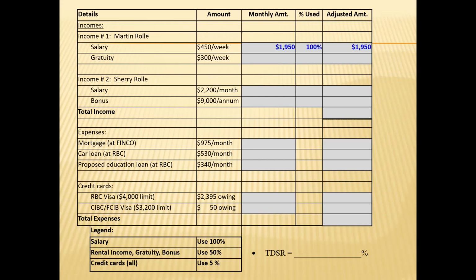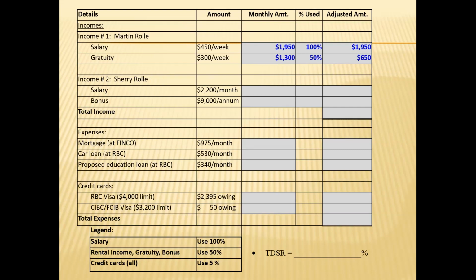Okay, what about gratuity? 1,300. Okay, and how much of that do we use? 50%. Yes, correct. And the adjusted amount? It will therefore be 650. Okay, great.